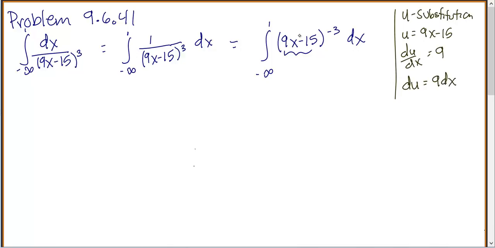Now coming back to this problem over here, notice there's not a 9 dx. There's a dx, but there's not a 9, so we need to add in the 9. But if we multiply by 9, we need to multiply on the outside by 1/9, and then those will cancel each other out, so we're not actually changing it. So the 9 and the dx together make my du. So let's go ahead and substitute.